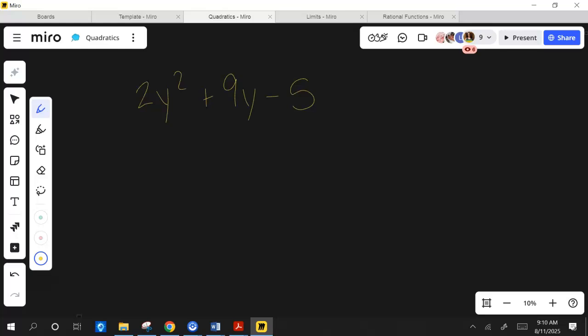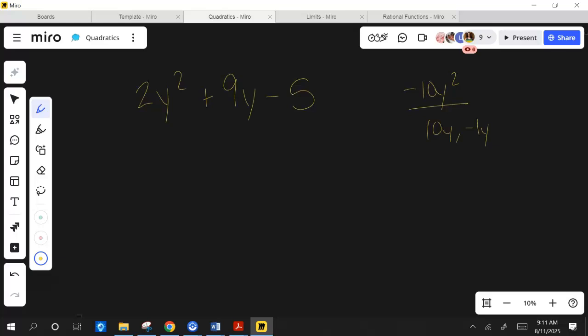All right, tell me what to do now. Multiply. First and last together. What do you get? Negative 10y squared. Solve the puzzle. What multiplies to negative 10 but adds to positive 9? And if you can't figure it out, write them all out. What you got, Angela? 10 and negative 1. 10y, negative 1y. Adds to 9? Yep. Multiplies to negative 10? Yep.